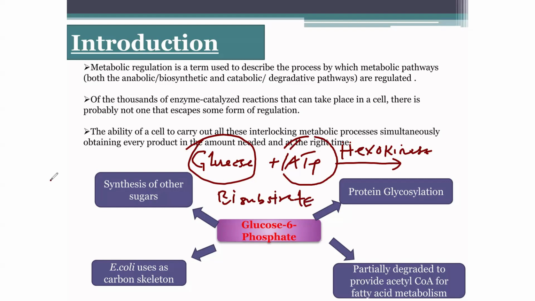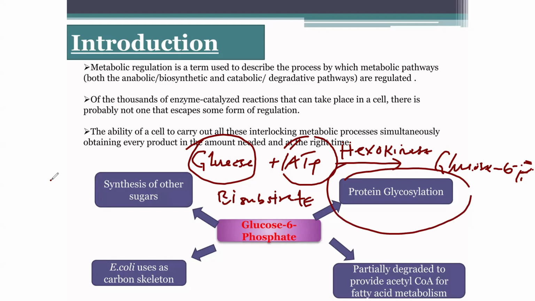So the enzyme uses two substrates to convert glucose plus ATP to glucose 6-phosphate. Hexokinase, or glucokinase in the liver, utilizes glucose plus ATP to generate glucose 6-phosphate. So now we have glucose 6-phosphate, and it has so many fates that it can be used for. For example, it is used in protein glycosylation.